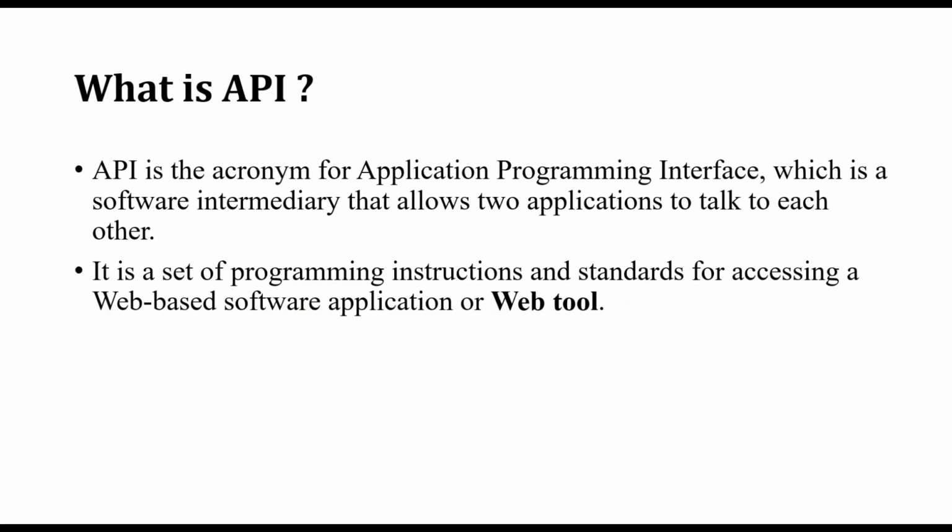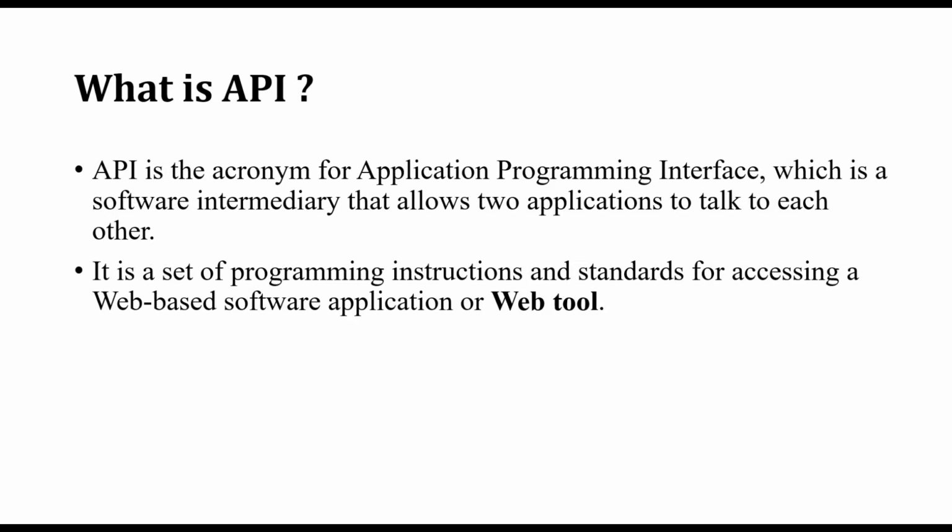What is API? Application Programming Interface. That's the abbreviation of API. So what does API do? API is a software intermediary that allows two applications to talk to each other. How the two applications talk to each other, and also how the two applications share information between them. This kind of process we are going to discuss in this session.